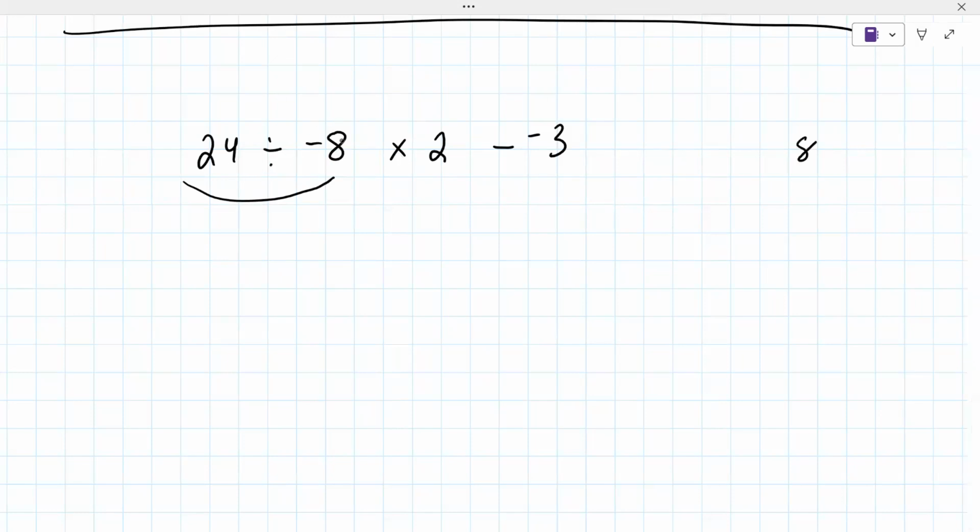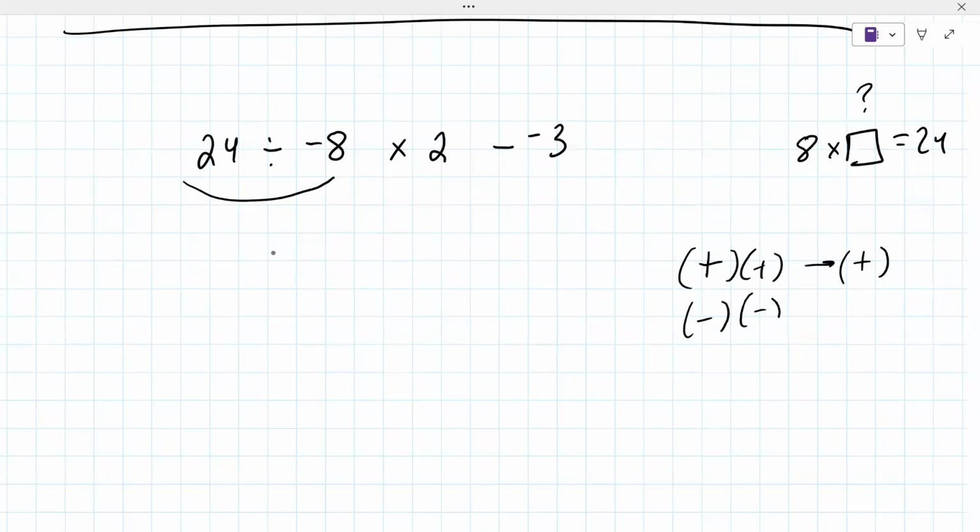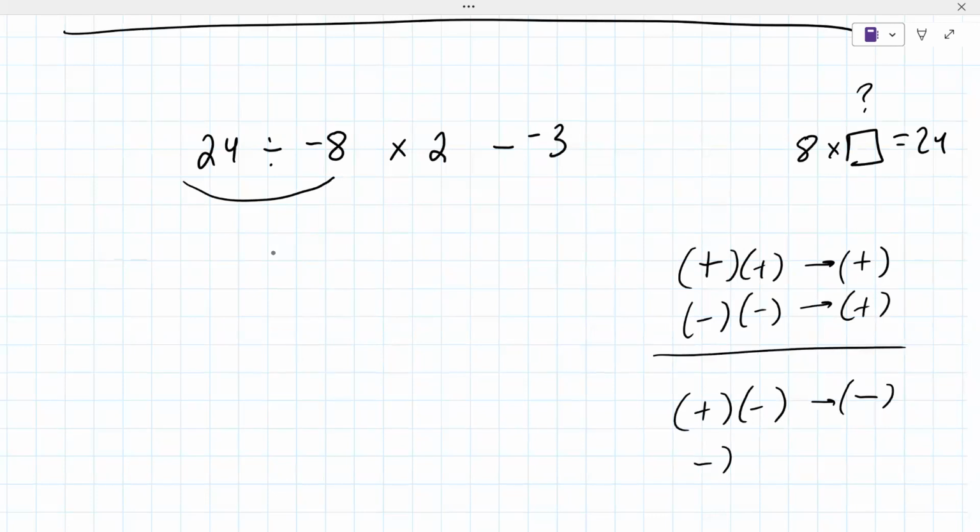So the other way to look at it is 8 times what number gets you to 24? 3. But what about the sign? Is it positive or negative? +3. No. A positive times a positive becomes positive. Negative times a negative becomes positive. But when they're opposite in sign, it's a negative. So it's a -3.